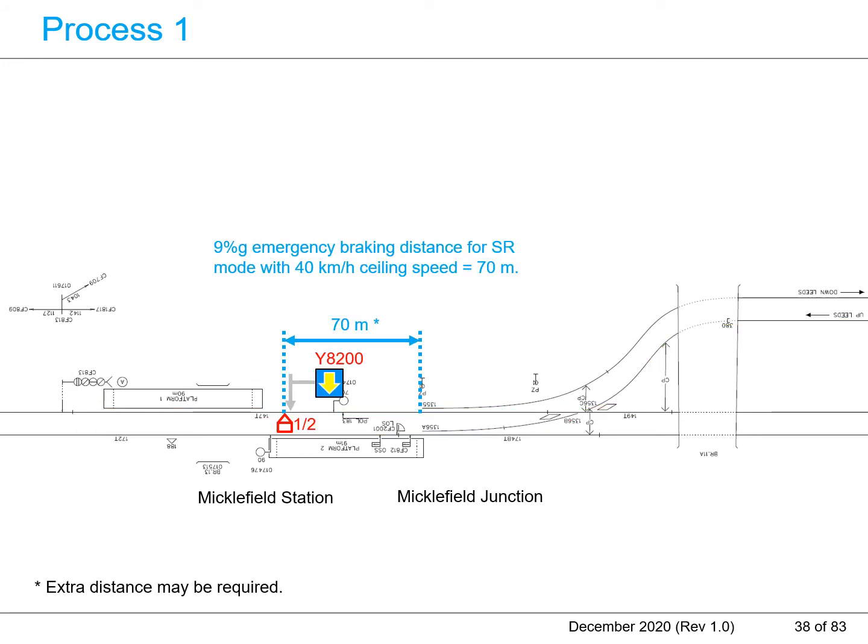For operation practicality reason, the EOA balise group location is 70 meters, relative to the facing point of the junction, or the train detection section extremity. The 70 meters is the 9% G emergency braking distance for the 40 km/h ceiling speed of the SR mode. The 70 meters does not include the train overhang parameter, because the status of the train detection section beyond the EOA is not proven when the train is in SR mode.